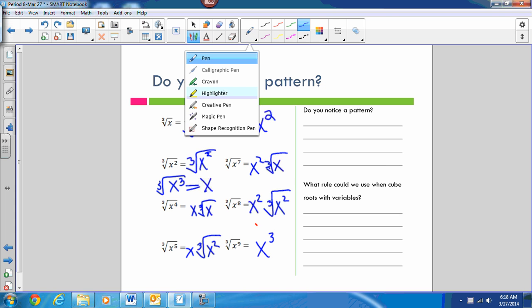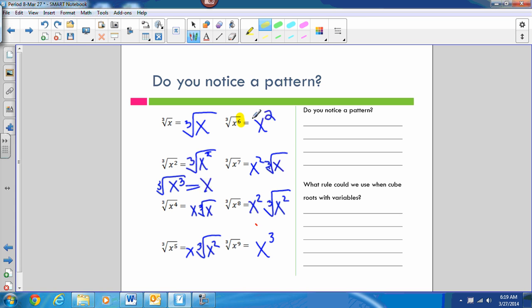And what you should notice is that when our index is 3, there are some special things that happen.